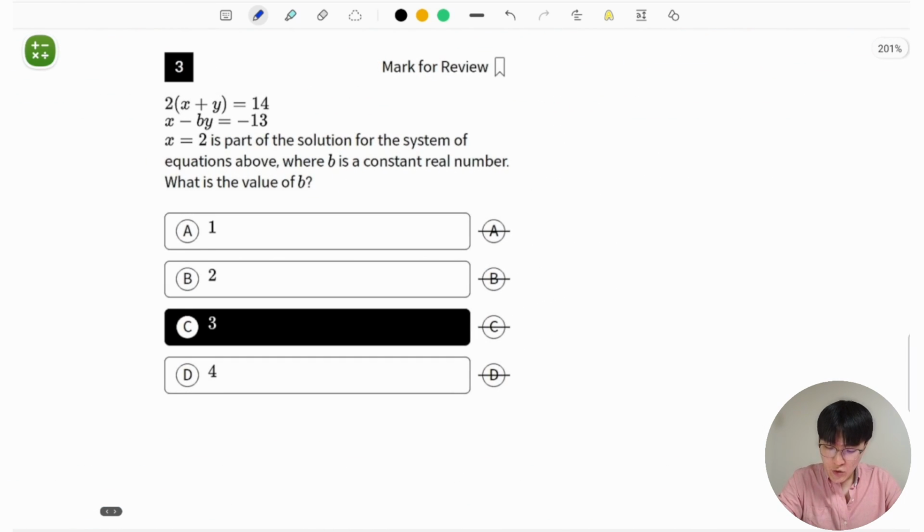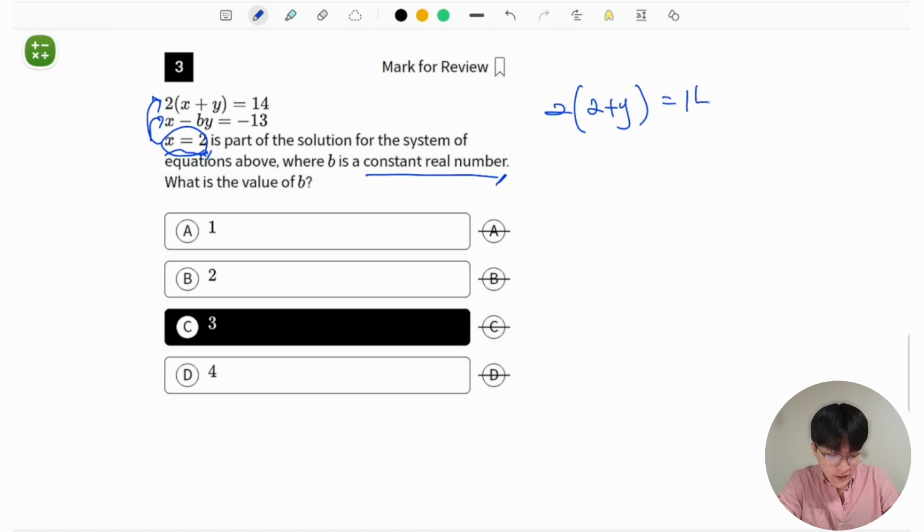Question number 3. 2(x + y) = 14 and x - by = -13. x = 2 is part of the solution for the system of equations above, where b is a constant real number. We want to find the value of b. So let's actually plug this 2 into these corresponding equations and see what we get. 2(2 + y) = 14, and 2 - by = -13.